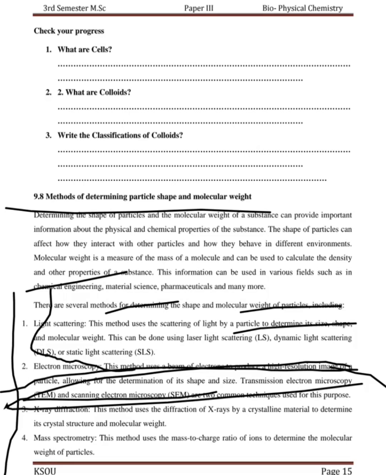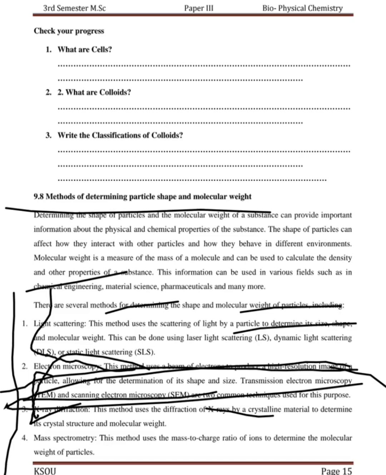And to identify the shape of that molecule, we are going to use instruments such as the scanning electron microscope and transmission electron microscope. And also we can use the X-ray crystallography machine for crystalline structure. It is mainly used to determine the crystal structure. X-ray diffraction is nothing but X-ray crystallography.